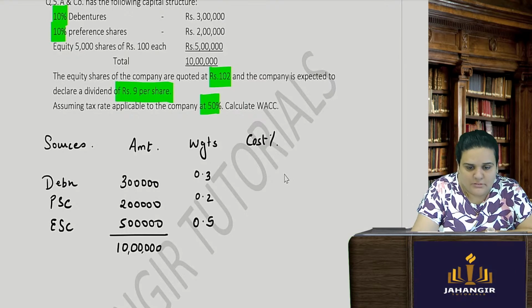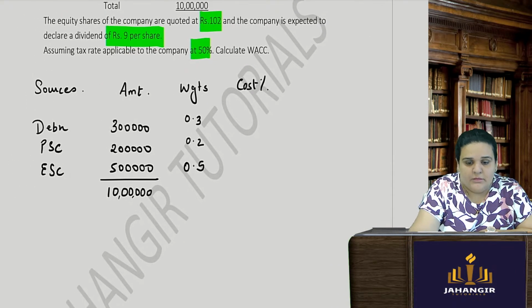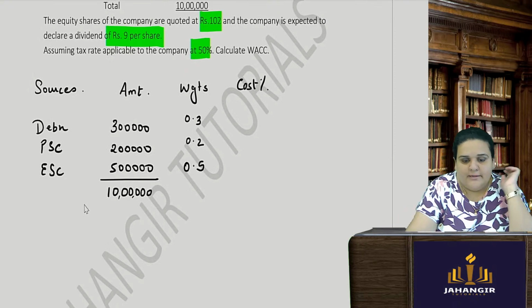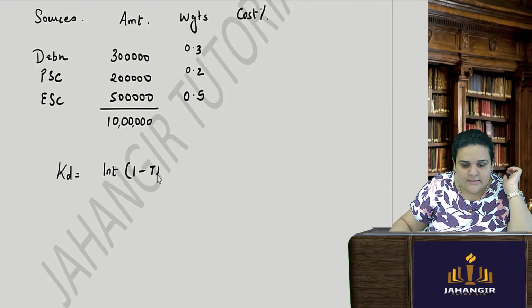Now cost. I will first have to find the cost. So for debentures, what is the cost? KD is nothing but interest into 1 minus tax rate upon the price into 100.